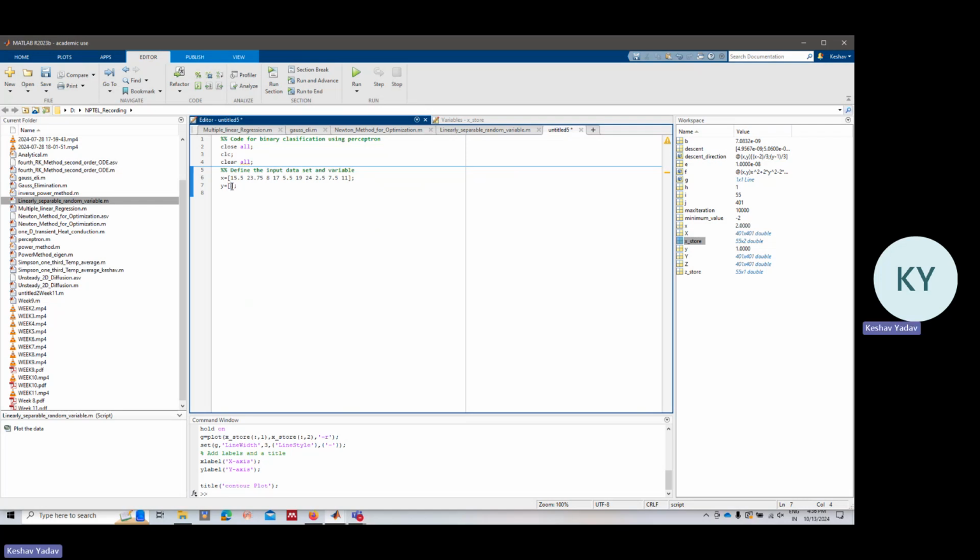Corresponding y is what? 1, 1, then 0, then 1, then 0, then 1, then again 1, 0, 0, 0. This is my data. Now what I need to do here in the algorithm?